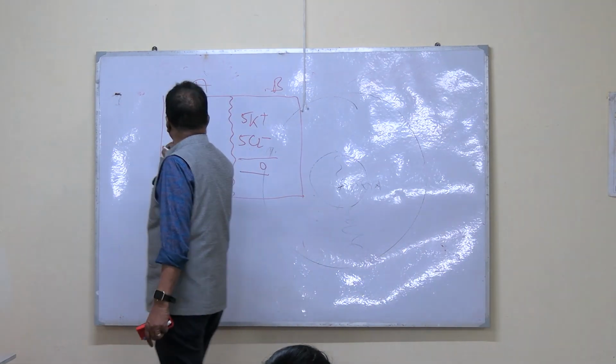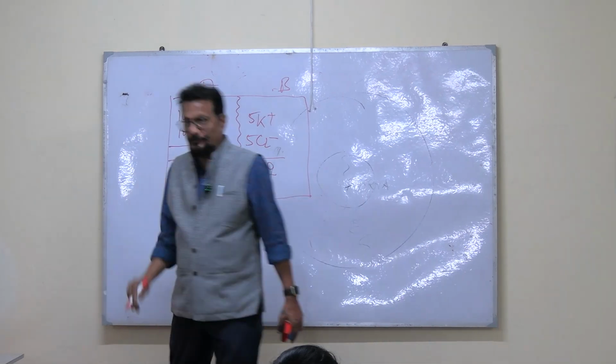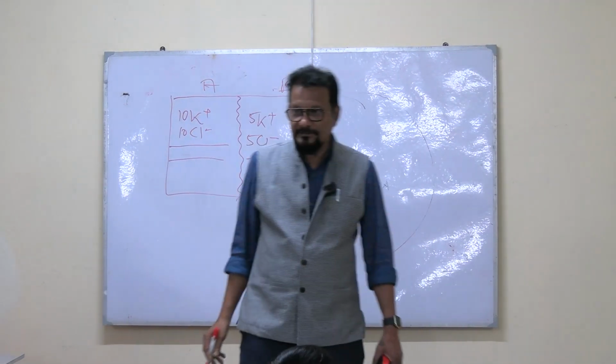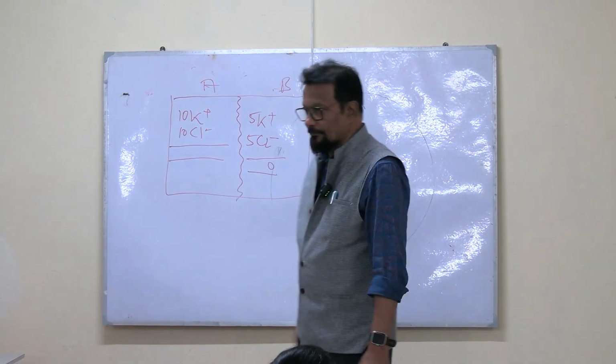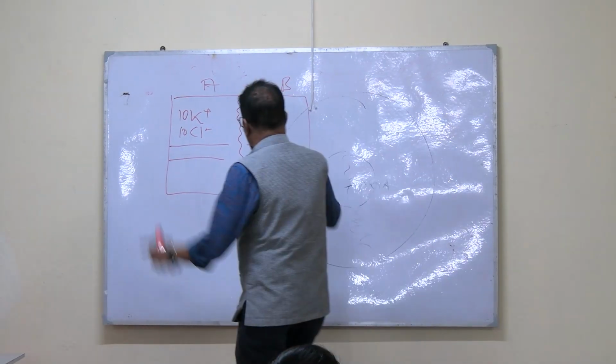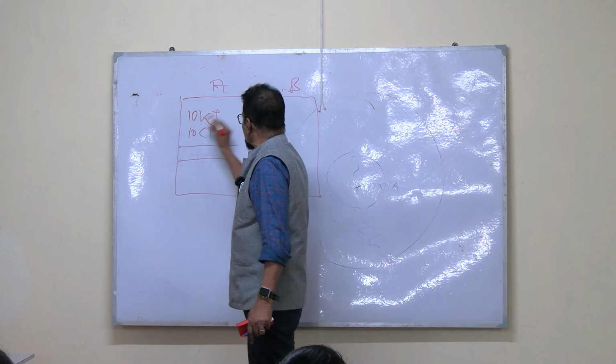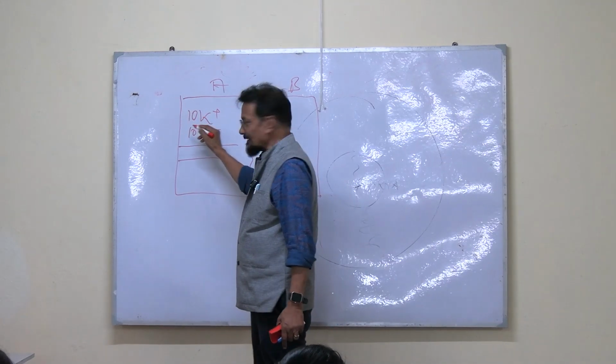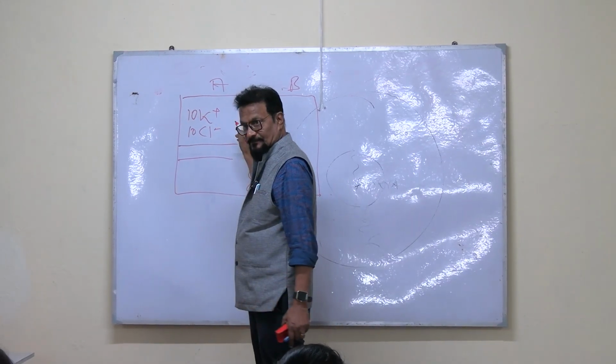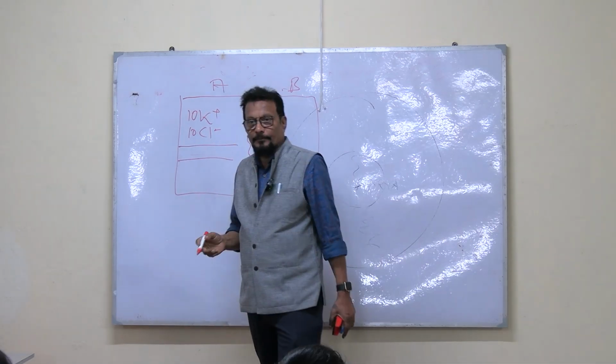And here, this is also electroneutral. Number of positive ions, 10, number of negative ions, 10. So this is the initial condition. Now, since the concentration is higher here and less here, what will be happening?